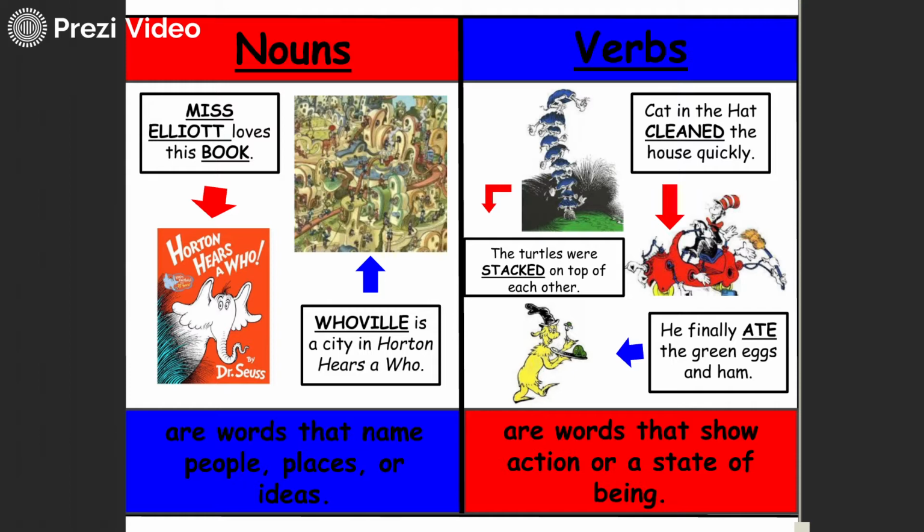He finally ate the green eggs and ham. Ate is a past tense of eat. It's an action, so he ate the green eggs and ham. He is the subject. Green eggs and ham is the object, and ate is the verb. So again, nouns are the objects or the subjects, the person, place, or thing, and verbs are the action that they're taking.